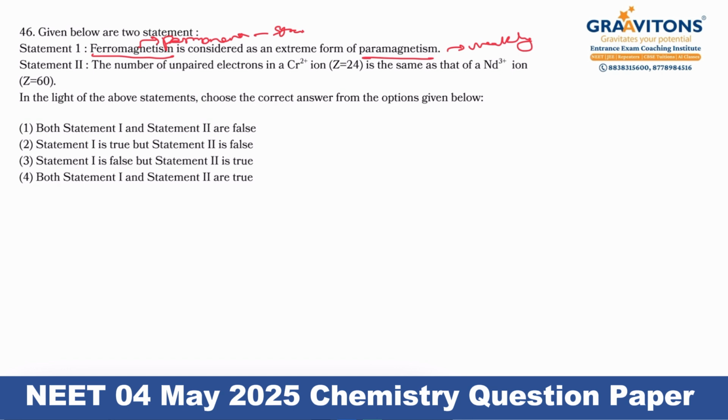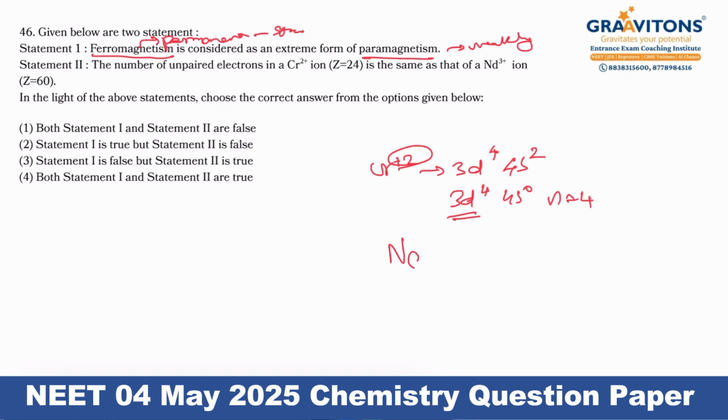Statement 2: the number of unpaired electrons in chromium 2+. Chromium has the outer electronic configuration 3d4, 4s2. When 2 electrons are lost, the configuration becomes 3d4, 4s0. So we have a total of 4 unpaired electrons here.